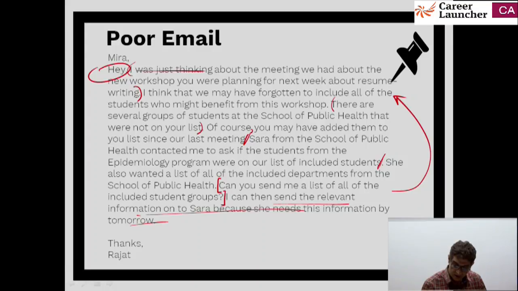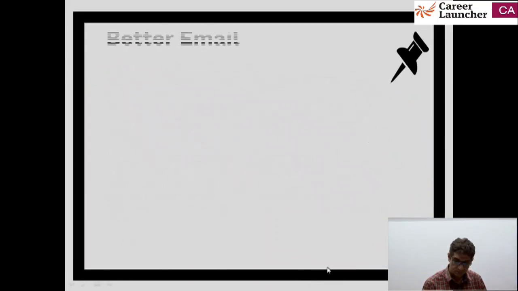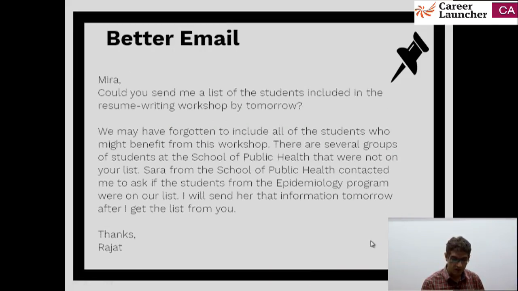On the other hand, let us look at another one. Now, we have just reframed the previous email and then see what happens. So, look at the start now. "Could you send me a list of the students included in the resume writing workshop by tomorrow?" So, right in the very first sentence we are on the ball, right? We are giving a very crisp summary of what the email is about and what we expect. Now, why do we need that?